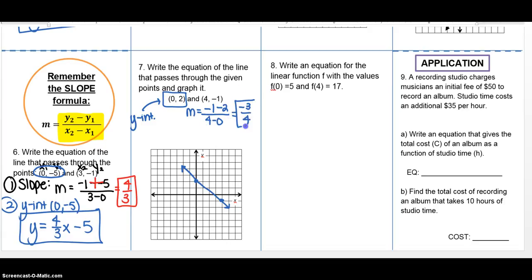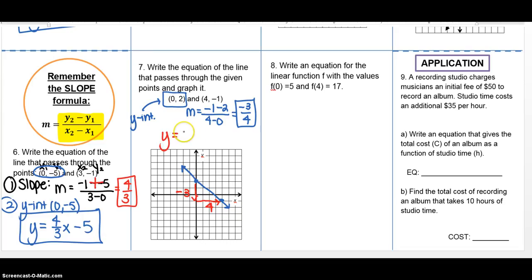I got -3 over 4 using the formula. On the graph, if I start furthest left, I go down 1, 2, 3, and then 1, 2, 3, 4 to the right. Remember, when you go down, it's negative. So it looks like we got the slope right.